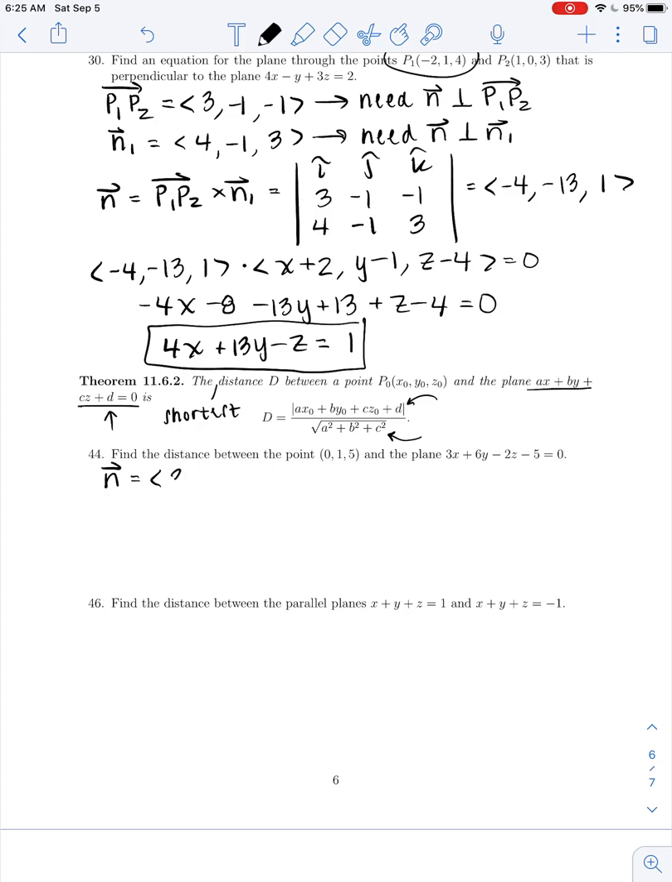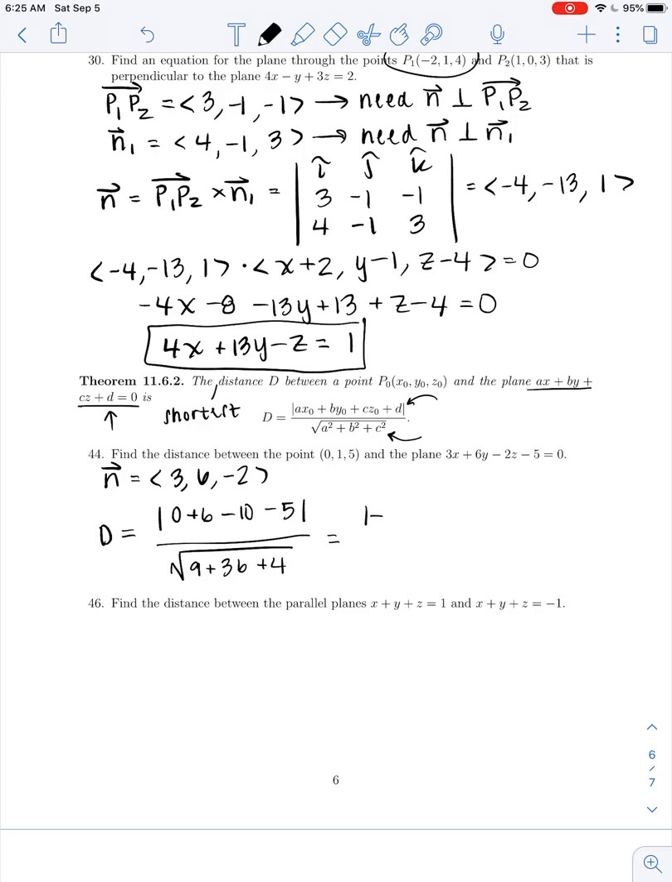I'm going to start by finding the normal vector from the plane, which is 3, 6, -2. And then I'm going to plug this all into the equation. So on top, I want to evaluate the plane at the point. So that's going to be 0 plus 6 minus 10 minus 5. And on bottom, I want to find the magnitude of that normal. So 9 plus 36 plus 4. That's the square root of 49, or 7.